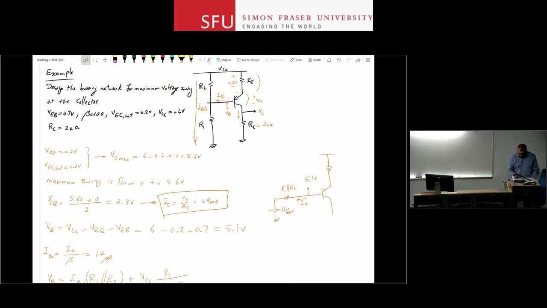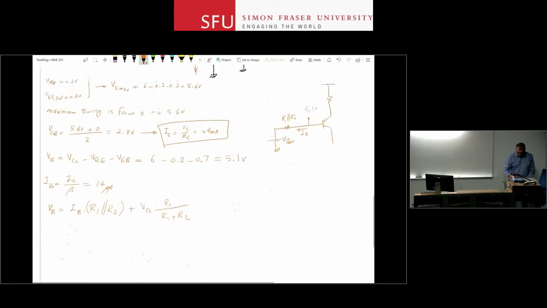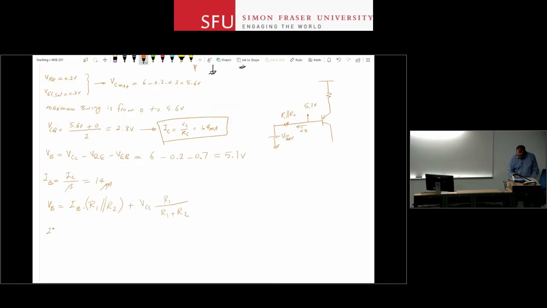So if your IB is 14 microamps, let's say I choose IBB to be 10 times IB, okay? And therefore, IBB is going to be 140 microamps.